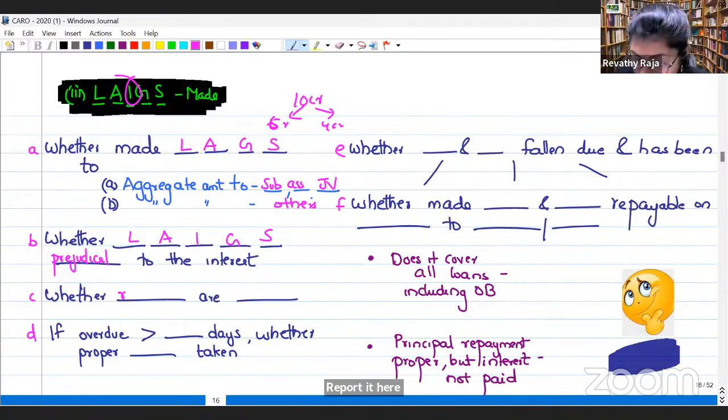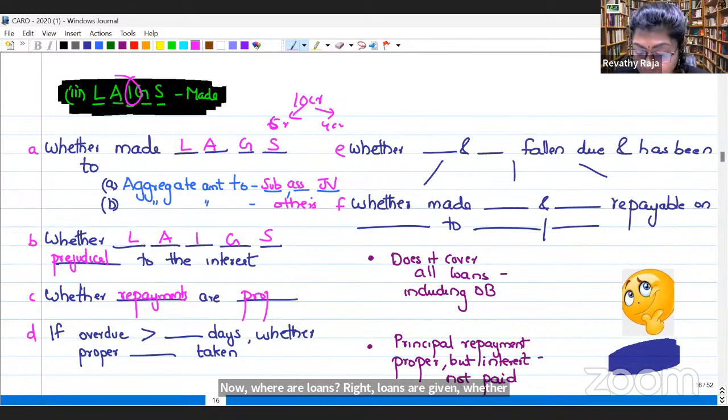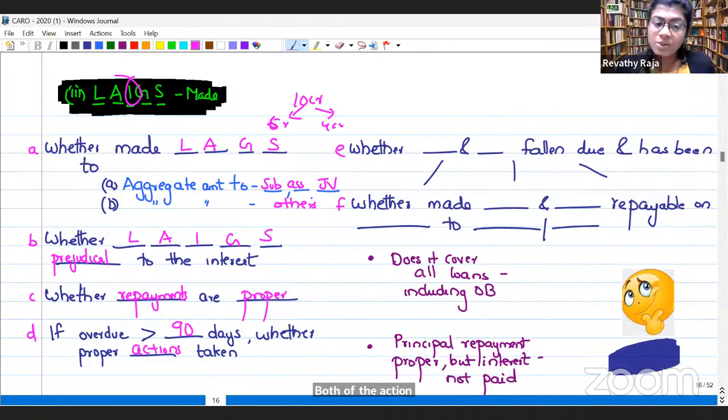Now, if loans are given, whether repayments are proper. In bank audit, we study NPA norms. How many days for NPA? 90 days, no? Same 90 days you think. If the loan is overdue, we gave the loan but repayment is not received, overdue for more than 90 days, whether proper actions are taken. Who took the action? The company, against whom they have given the loans, advances, etc.